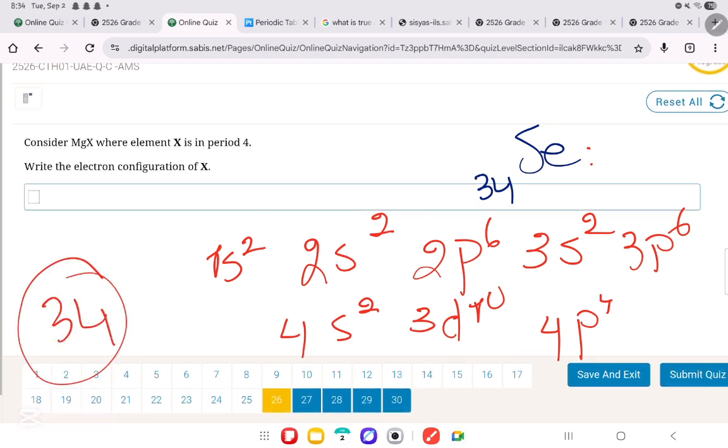Now, in the quiz, what did they put? They put all of this except for the last. They didn't put 4p4, they put 4p2. This is wrong. It's not 4p2, it's 4p4. Okay? But for the sake of the marking scheme, I'm going to put it as 4p2. However, the correct answer in the end is 4p4.